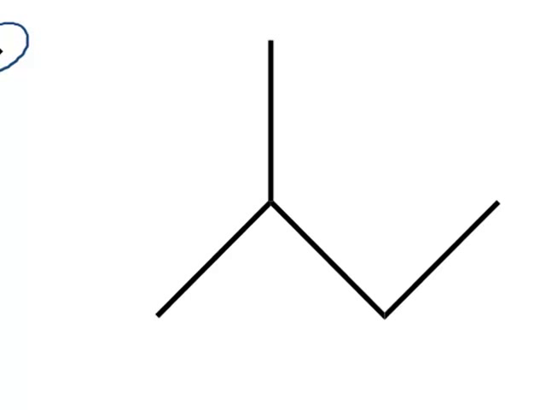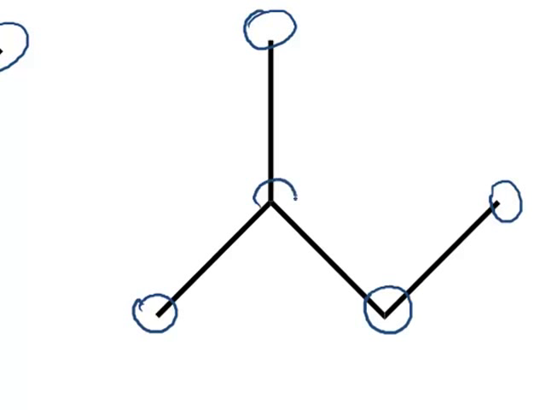Just like before, anywhere that a line starts or ends must have a carbon present. So we can already tell that there are three carbon on the ends of these lines. Then, anywhere that a line changes direction or has an intersection must have a carbon. So here and here we have carbons present.